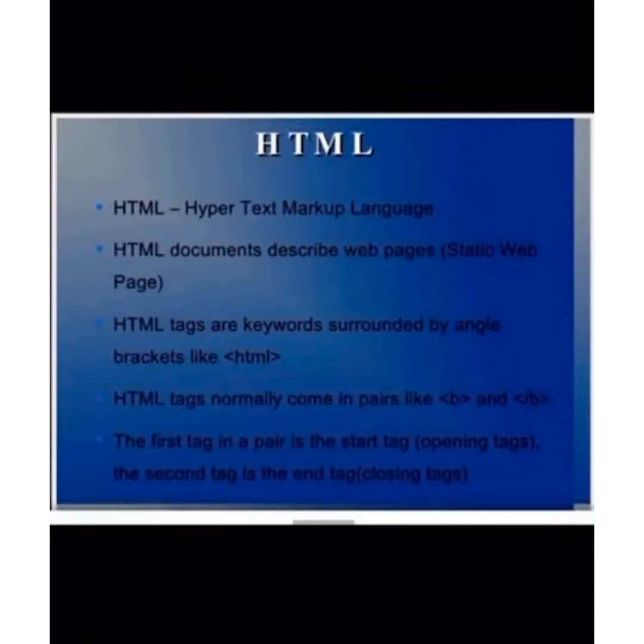HTML abbreviation பார்த்தீங்கன்னா Hypertext Markup Language. HTML documents describe web pages. HTML tags are keywords surrounded by angle brackets like <html>. HTML tags normally come in pairs like <b> and </b>. HTML tags வந்து நார்மலாகவே <b> and </b> tags தான் வரும். The first tag in a pair is the start tag and the second tag is the end tag. Opening tags and closing tags அப்படின்னு சொல்லுவாங்க.